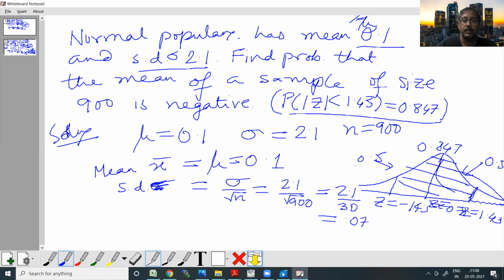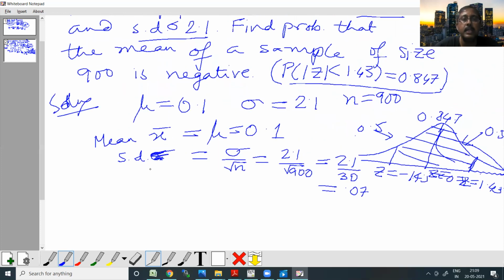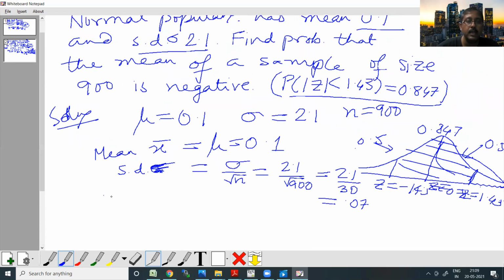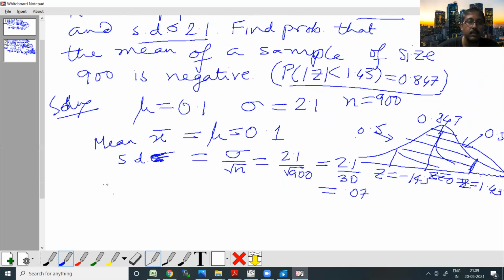Now, let me just extend it a bit. The thing is, I have to find the probability that the mean of a sample of this size is negative. So I have to find P of x bar less than 0. We have to find the probability that x bar is negative.